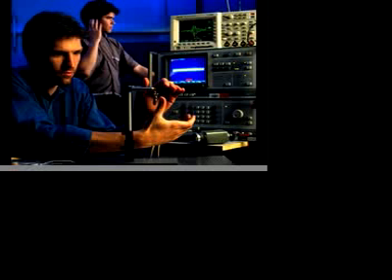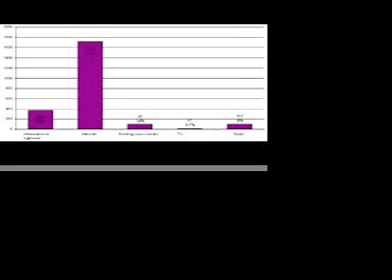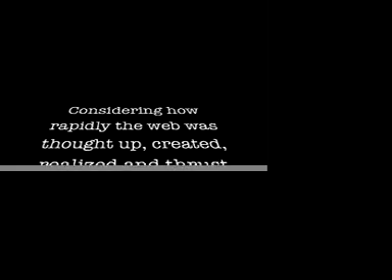New technologies have allowed for the expansion of the bandwidth, which permits more and more people to surf the web every day. The web has expanded further than any of its original creators ever thought possible and is now the leading mass medium out there. Considering how rapidly the web was thought up, created, realized, and thrust into our lives, one can only imagine what the future holds.